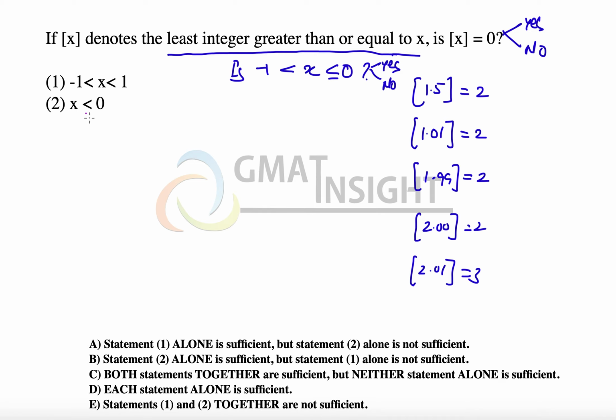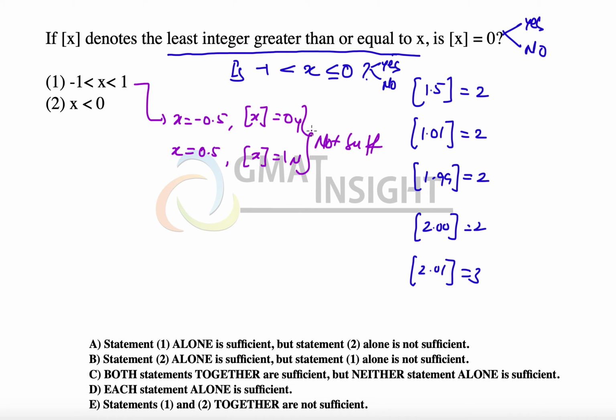First statement says that x is between -1 and 0. So for x equal to -0.5, the greatest integer function of x will be equal to 0. But if x is equal to 0.5, the greatest integer function of x will be equal to 1. And therefore the answer to the question is sometimes yes, sometimes no, and we say that the first statement alone is not sufficient to answer the question. And now we can eliminate option A and option D.